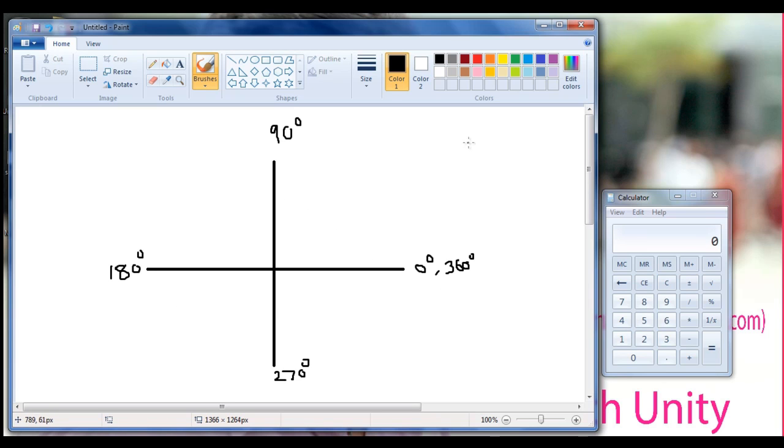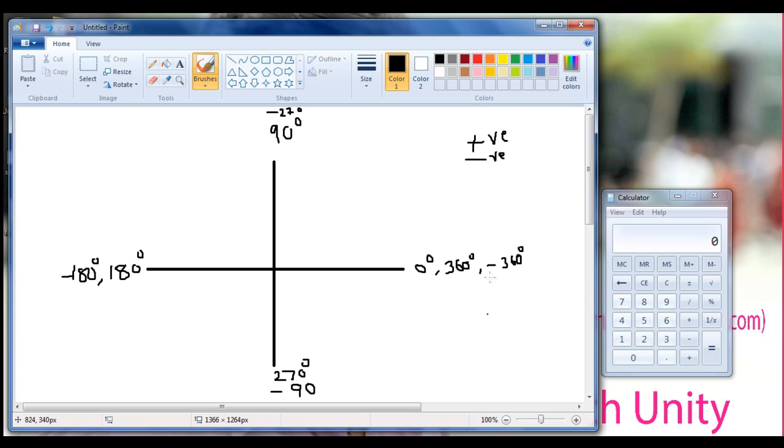Now angles will be positive as well as negative. In the clockwise direction you are going to get negative. You can say this is 0 degree and this one is minus 90 degree. Here you get minus 180 degree. Here you get minus 270 degree. And here you come back with minus 360 degree. You can represent one angle in many ways.